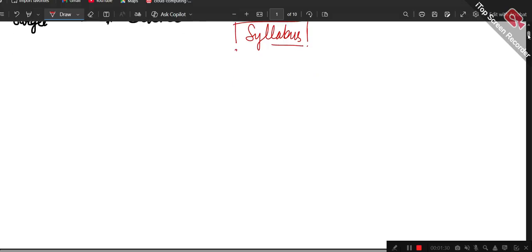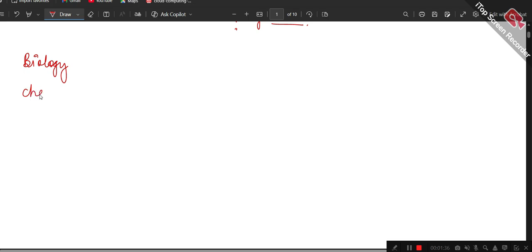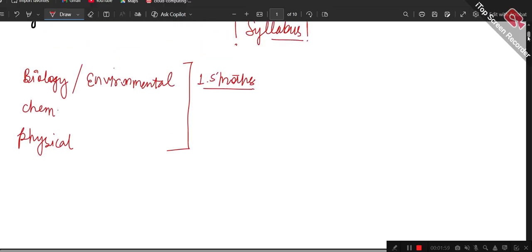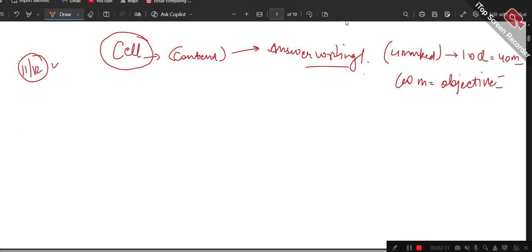We are going to study all the topics pertaining to biology, chemistry, physics, and environmental science. We'll try to complete the whole syllabus within 1.5 months, because the exam would be around that time. Let's see how things go. Today I will be starting with the topic of biology, which is the cell. So now let's begin.